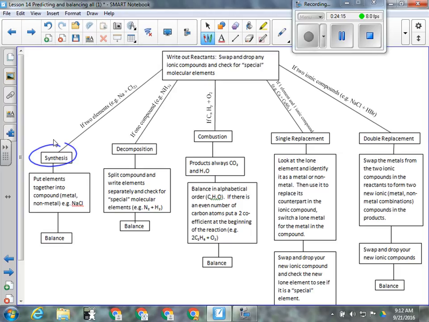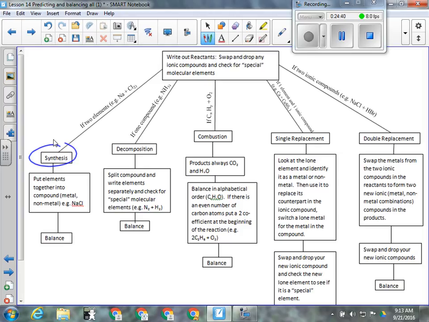Split the compound, write the elements separately, check for special elements, and balance. If you've got CxHy plus O2, then you have a combustion reaction, and the products are always carbon dioxide and water. We have our special balancing rules here: balance in alphabetical order, C, H, O. If there's an even number of carbons, put a 2 coefficient at the beginning, so you can balance.